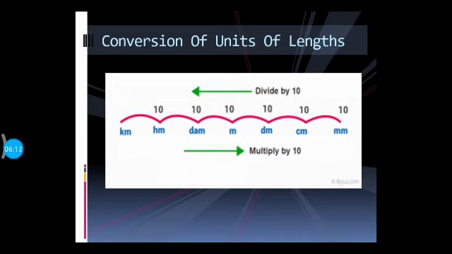If I have to move downward, that means from bigger to smaller, I have to do the multiplication. And if I have to move in the upward direction, that means from smaller to bigger unit, I have to do the division. Okay, for each step either I have to multiply by 10 or divide by 10.